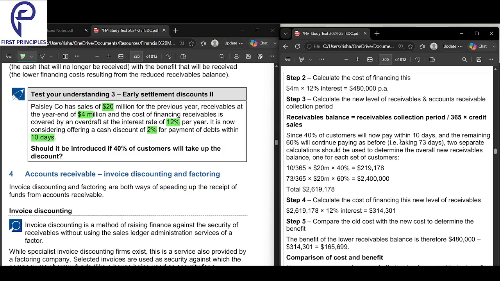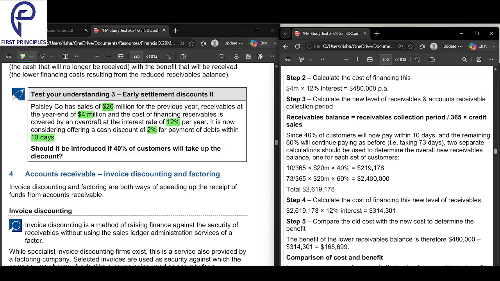What is R? 4 lakhs. Now take 60% of that, because only 60% of people will pay in 73 days. That gives 2 lakh 40,000. 2,40,000 is your first receivable number. The people who pay still pay in 73 days only. Now there is a small group of people who will take the discount. So let's calculate the receivable balance there.